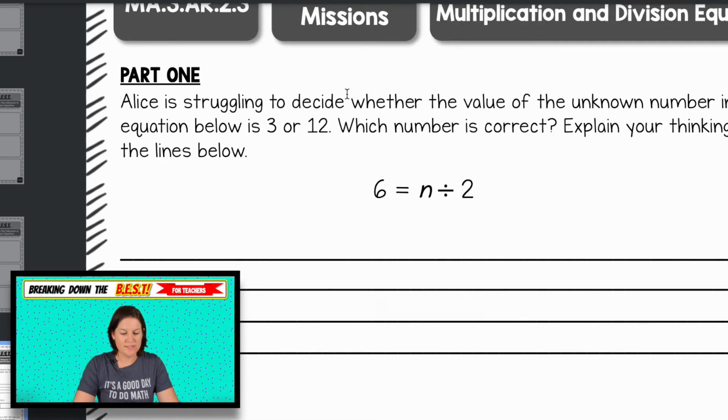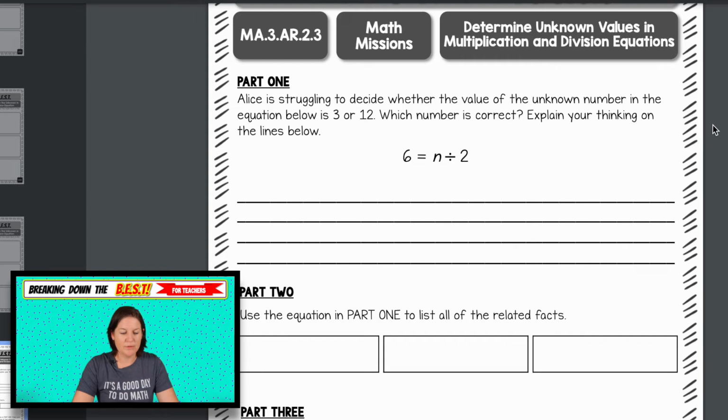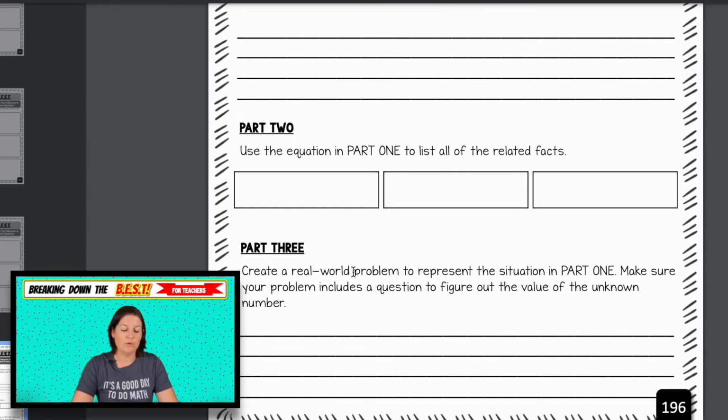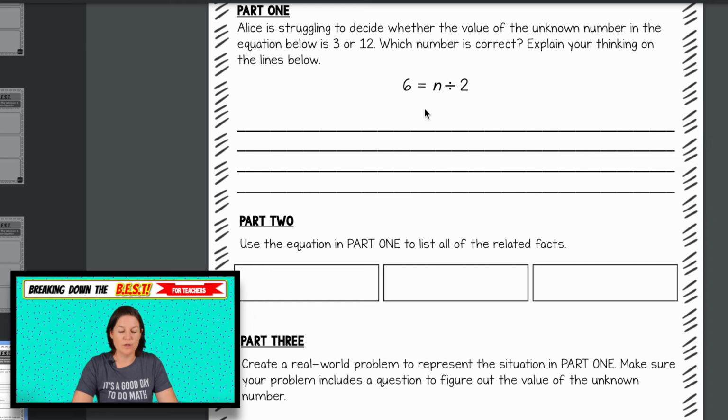Math mission for this one says, Alice is struggling to decide whether the value of the unknown number in the equation is 3 or 12. Which number is correct? Explain your thinking on the lines below. Part 2. Use the equation in part 1 to list all of the related facts. In part 3, create a real-world problem to represent the situation in part 1. Make sure your problem includes a question to figure out the value of the unknown number n.